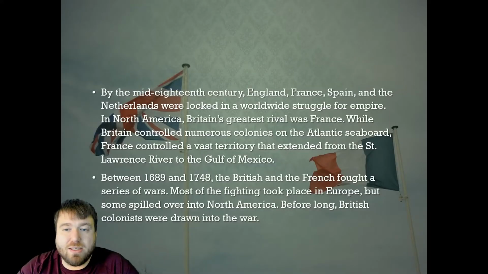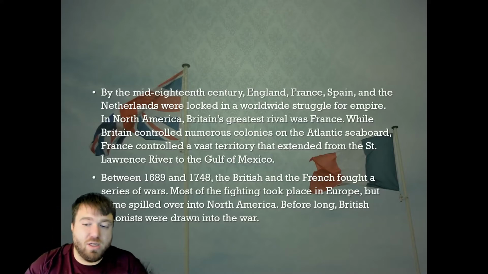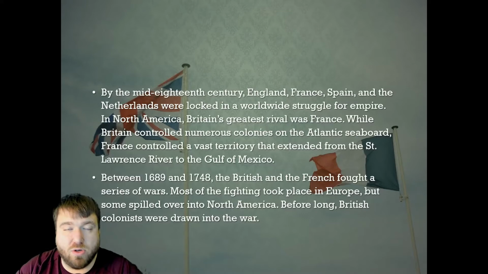By the mid-18th century, England, France, Spain, and the Netherlands were locked in a worldwide struggle for empire. In North America, Britain's greatest rival was France. While Britain controlled numerous colonies on the Atlantic seaboard, France controlled a vast territory that extended from the St. Lawrence River to the Gulf of Mexico. Between 1689 and 1748, the British and the French fought a series of wars. Most of the fighting took place in Europe, but some spilled over into North America. Before long, British colonists were drawn into the war.